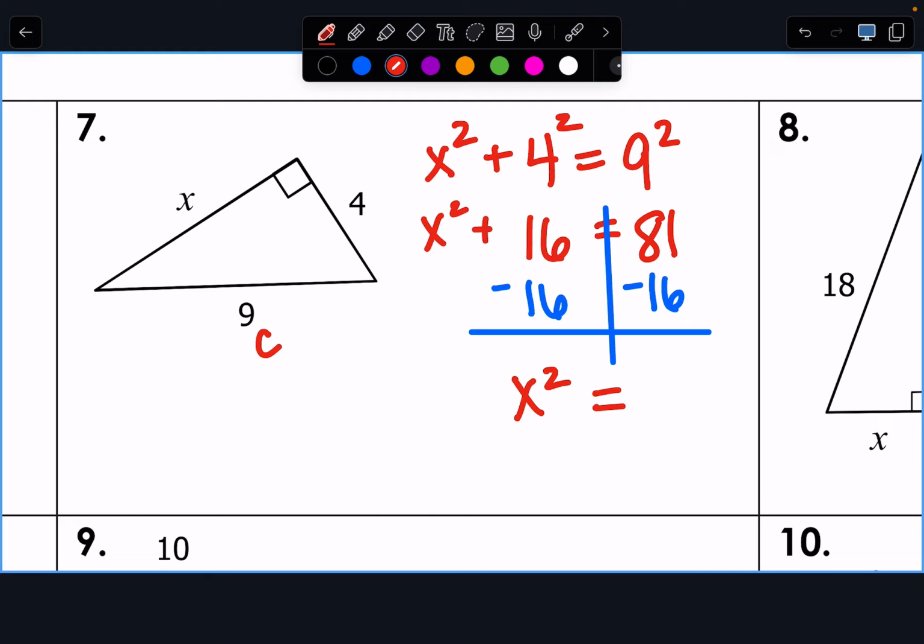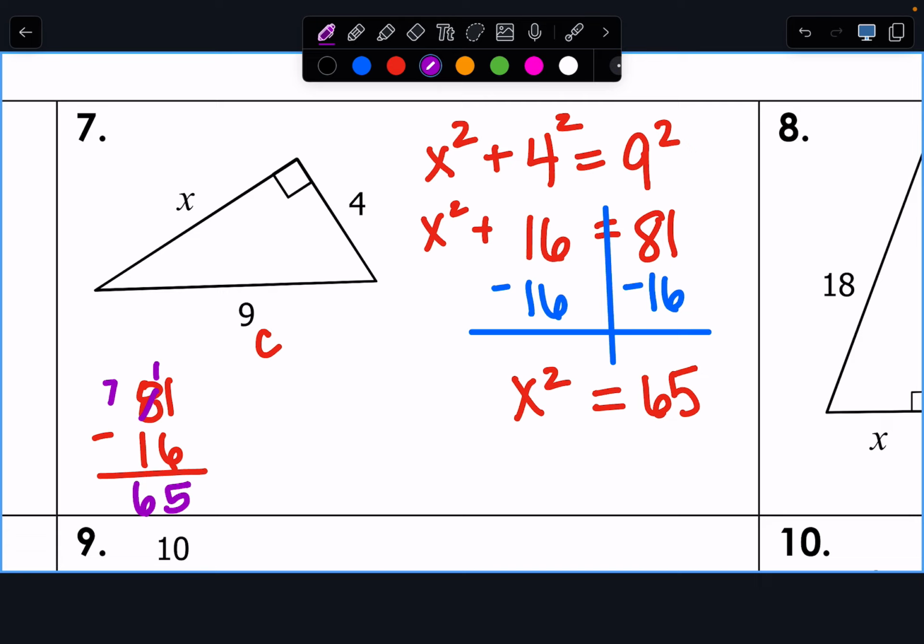What is 81 minus 16? 65. Remember, you're doing this without a calculator. So if you need to come over here, 81 minus 16, and we say, okay, 1 minus 6 I can't do, so I'm going to borrow. 11 minus 6 is 5, and now I have 7 minus 1 is 6. Okay.